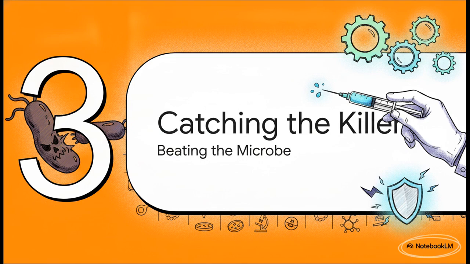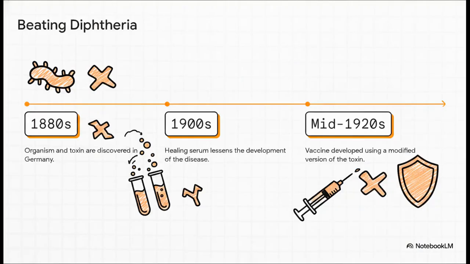Section 3, Catching the Killer, Beating the Microbe. Thankfully, humanity didn't just surrender to this historical serial killer. Science fought back. Our triumph began way back in the 1880s when scientists finally discovered the organism and proved that a toxin was responsible for these horrible symptoms.